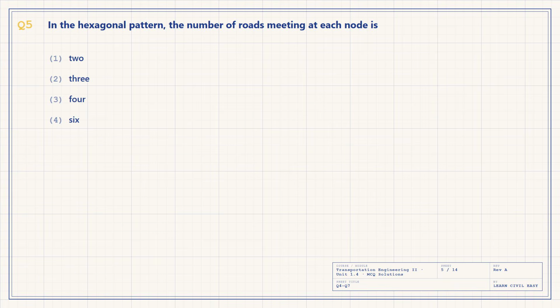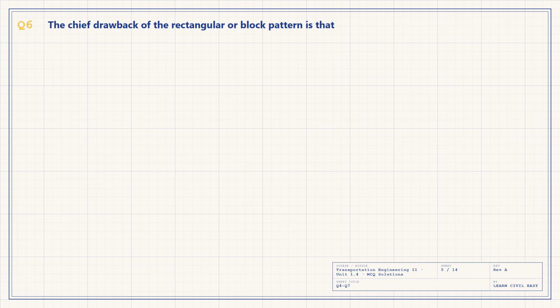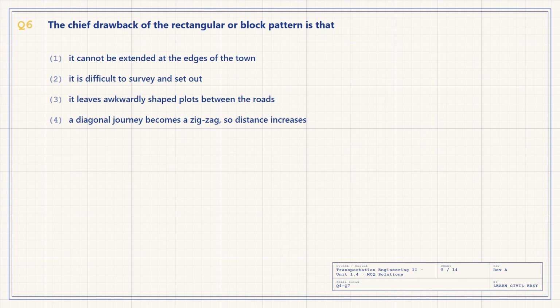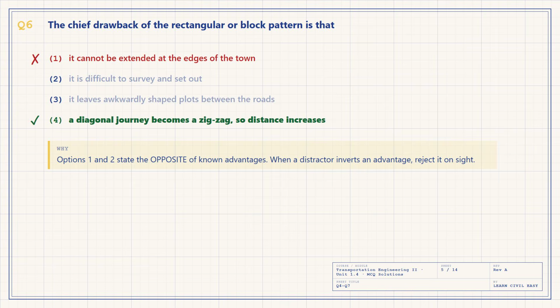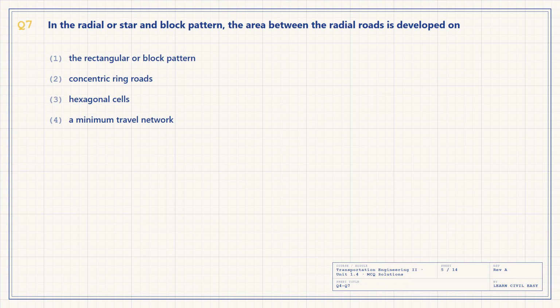Question 6. The chief drawback of the rectangular or block pattern is that option 4, a diagonal journey becomes a zigzag, so the distance traveled increases. Now look carefully at option 1. It cannot be extended at the edges of the town. That is not a drawback of this pattern, it is one of its advantages. Easy extension is exactly what the block pattern is good at. Option 2, difficult to survey and set out, is also backwards. It is the easiest of all 6 to survey. When an option states the opposite of a known advantage, that is a deliberate trap and you should be able to reject it on sight.